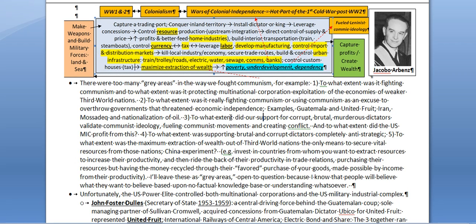To what extent did our support for corrupt, brutal, murderous dictators validate communist ideology, fueling communist movements and creating conflict? And to what extent did the U.S. military-industrial complex profit from this? To what extent was supporting brutal and corrupt dictators completely anti-strategic?